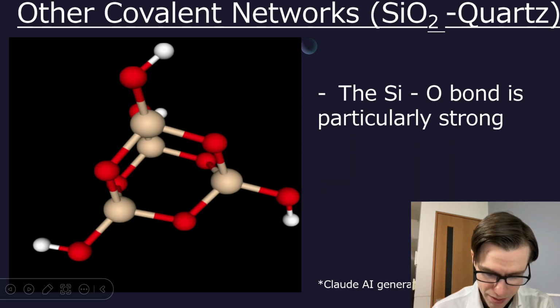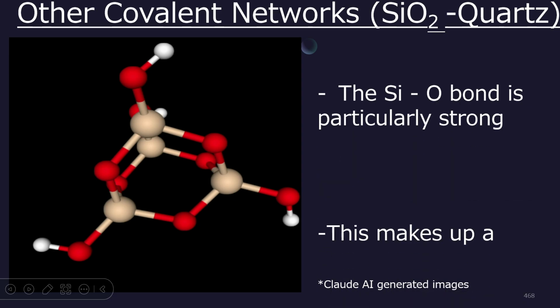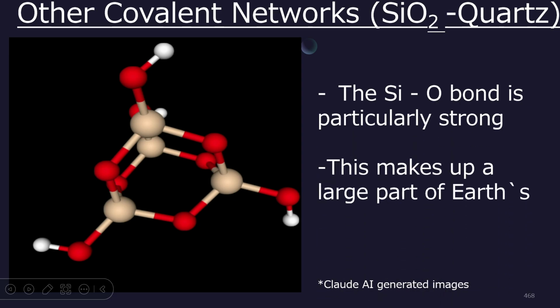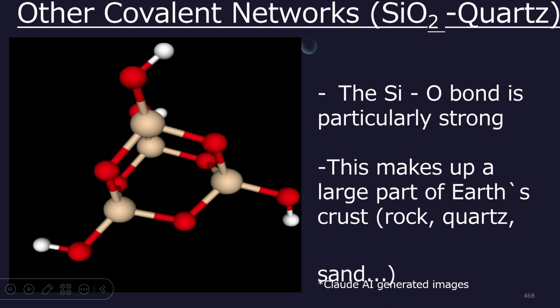So what else can we say? The Si-O bond is particularly strong. This makes up a large part of Earth's crust in the form of rock, quartz, sand. Sand is just small grains of a bunch of minerals, right? Quartz is the main one. So this is SiO2. You can actually just repeat the SiO2 unit, copy and pasted, to generate this whole structure. And we know this, I think, mainly as quartz.